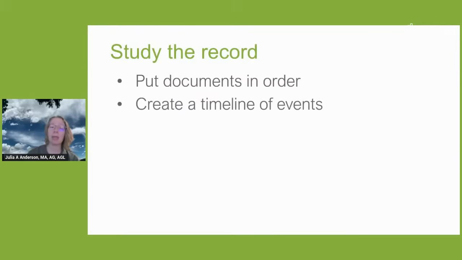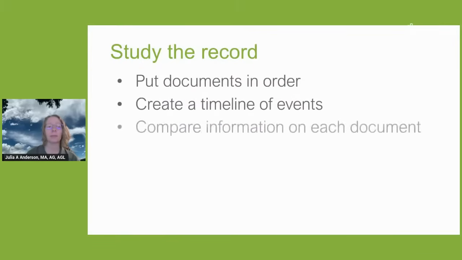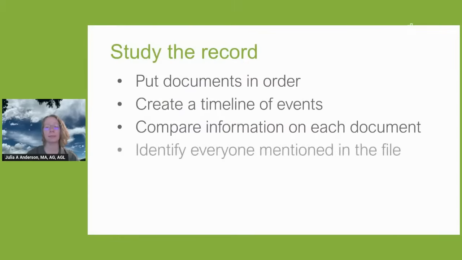Next, create a timeline of events included in the file. Add other information to your timeline from previous research. It's also important to compare information on each document, checking to see if it agrees or conflicts with previous research or other information in the file itself. Finally, try to identify everyone mentioned in the records. This involves looking up those individuals in other places, like census records and vital records. Try to determine their relationship to the pension applicant.